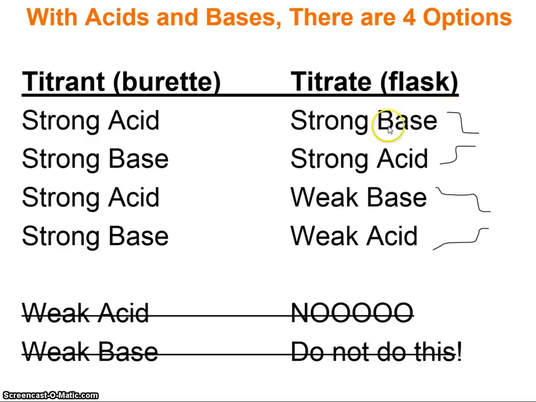And if I've got a strong base in my flask, my pH is going to start up really high, and then as I neutralize it, boom, it's going to drop through the equivalence point, and then it's going to be a really low pH when I've got excess acid. And the opposite happens if I've got a strong acid being titrated with a strong base. It's going to start off really low and then shoot up real fast, and then go kind of flat as it just has the strong base in solution.